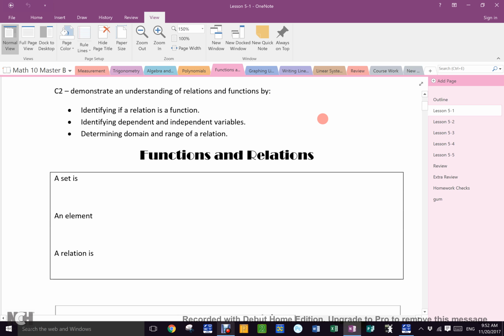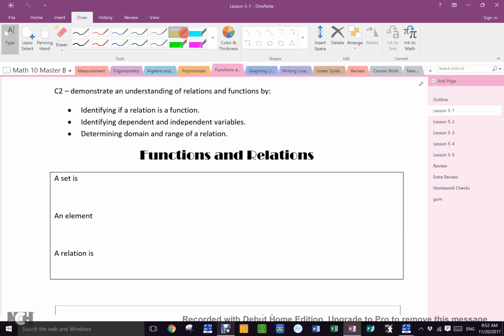Today's lesson is very heavy on vocabulary. Not a lot of math, a lot of words and concepts, though. And we're going to start right off the bat with the first word, a set.